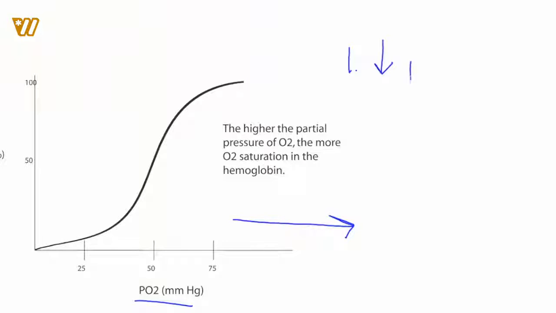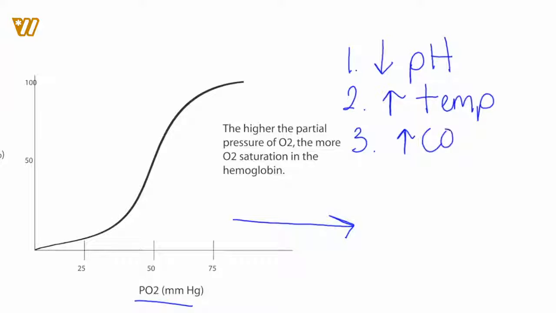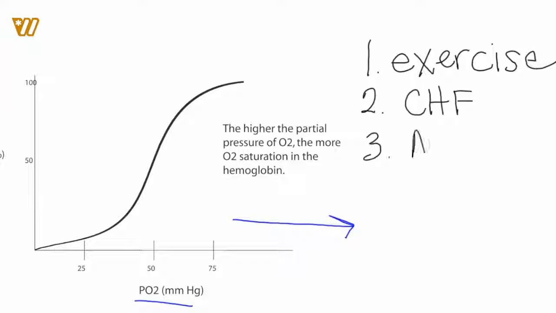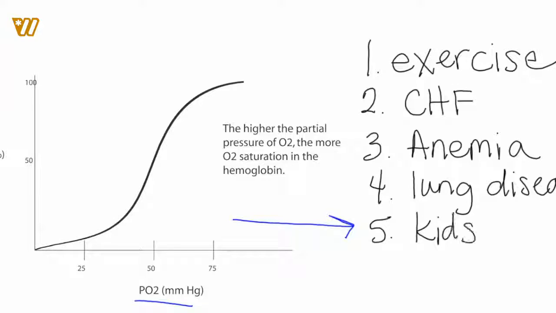A decrease in pH, so higher acidity, makes it harder for the body to put oxygen on the hemoglobin. An increase in temperature and an increase in CO2 levels. And remember, an increase in CO2 levels still makes it more acidic, again causing hemoglobin to not be able to maintain as much oxygen. So what about some clinical examples of this? Well, clinical examples would include exercise, congestive heart failure, anemia, lung disease, and kiddos. All of those things naturally will make this curve shift to the right.